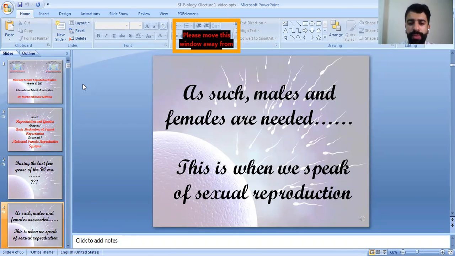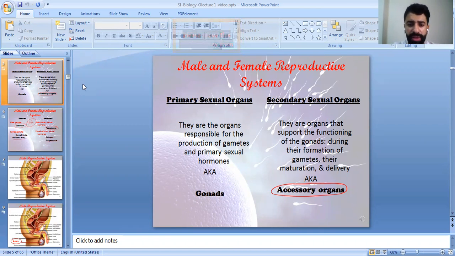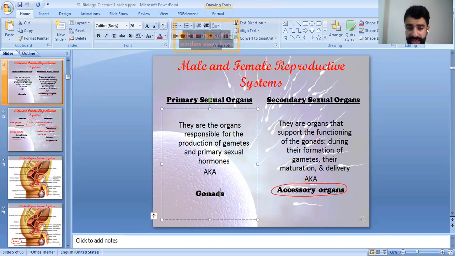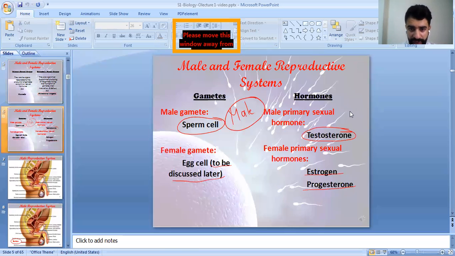So here we are talking about sexual reproduction. In sexual reproduction, we have primary sexual organs and secondary sexual organs. What are the primary? They are the organs responsible for the formation of the gametes and the primary sexual hormones, also known as the gonads. And we have the secondary sexual organs, also known as accessory organs. They support the functioning of the gonads, the formation of gametes, maturation, and also the delivery.